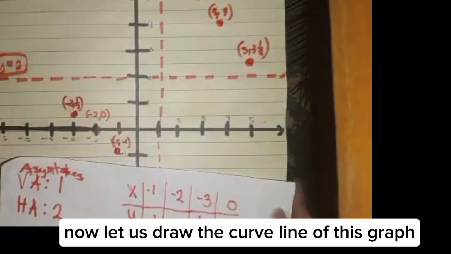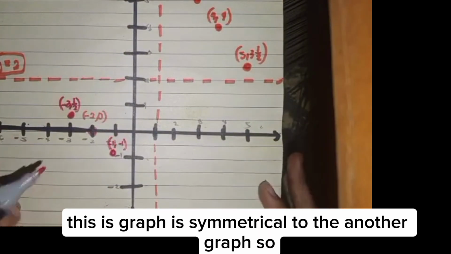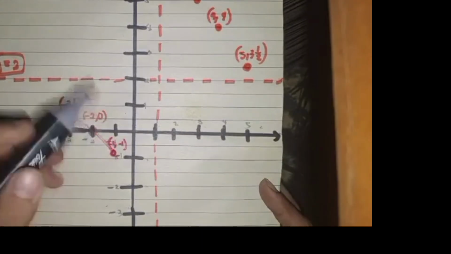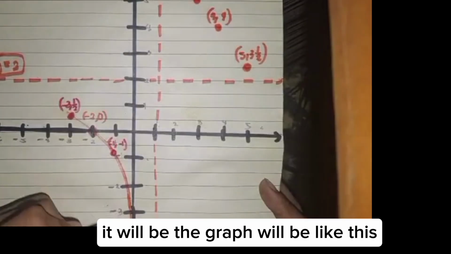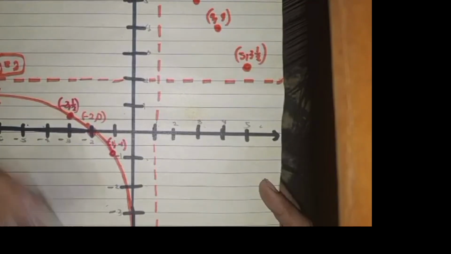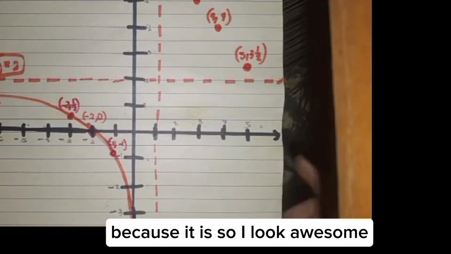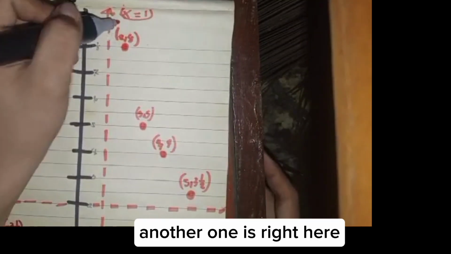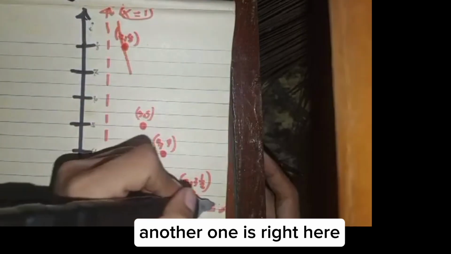Now let us draw the curved line of this graph. This graph is symmetrical to the other graph. So the graph will be like this. Another one is right here.